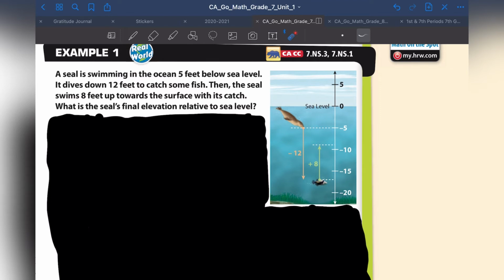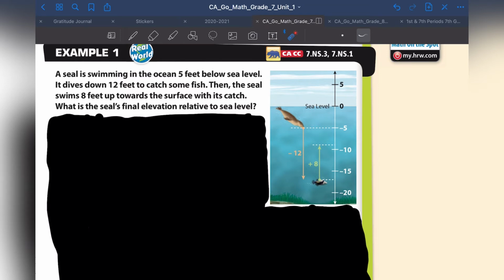So we have a seal and it was 5 feet below. So below means like under, so it's negative. It's at negative 5. And then it dives down 12 after that. 12 feet down after that. Again, down means negative. And then it goes up towards the surface 8 feet. So whenever we go up means positive.